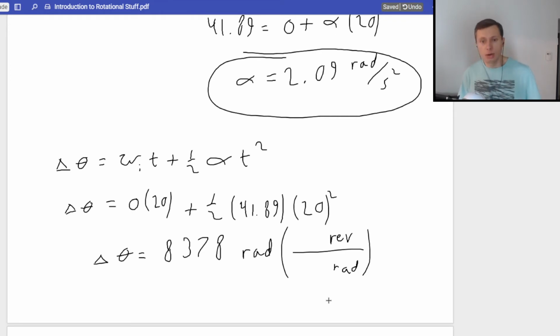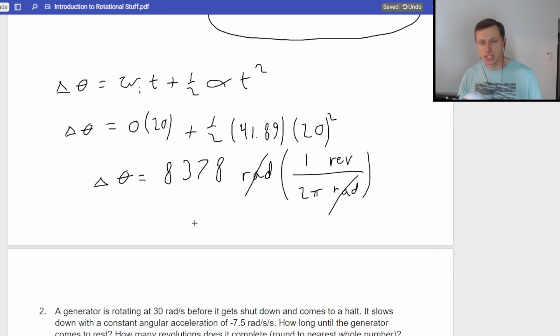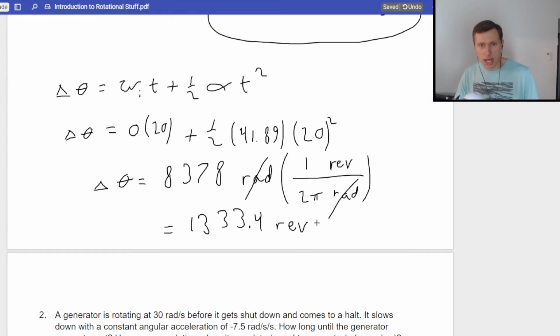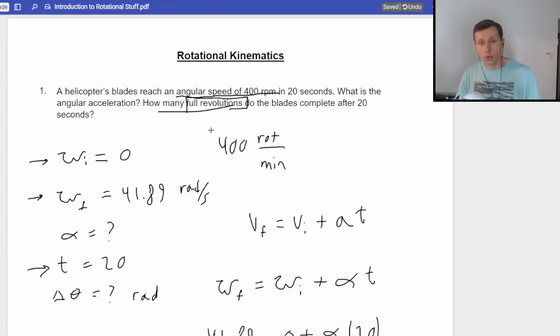And then I say to myself, in one revolution, there are 2 pi radians. That's the correct factor. So radians cancels. We're left with revolutions. I just need to divide my answer by 2 pi. So 8,378 divided by 2 divided by pi. And we are going to get a final answer of 1,333.4 revolutions.